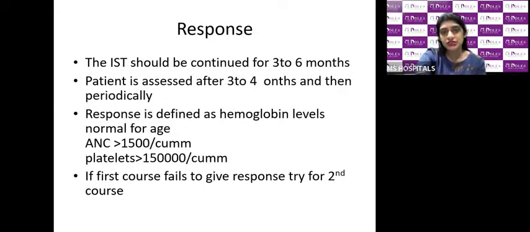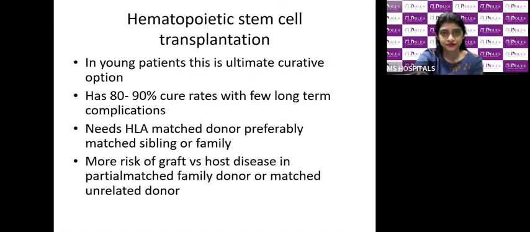IST should be continued for 3 to 6 months. Patient is assessed after 3 to 4 months and then periodically. Response is defined as hemoglobin levels normal for age, ANC more than 1500, platelets more than 1,50,000. If first course fails to give response, try for second course.